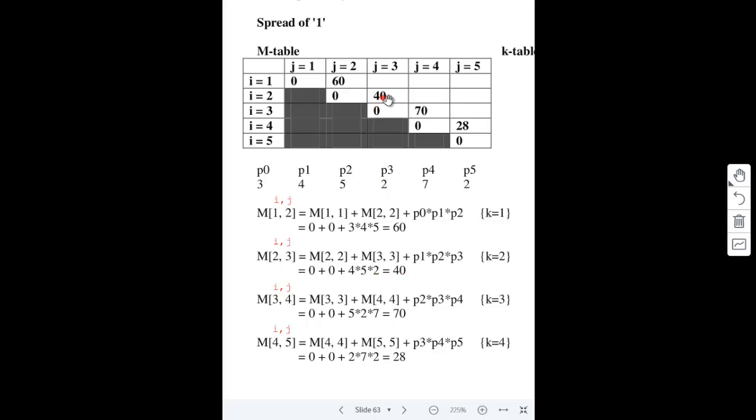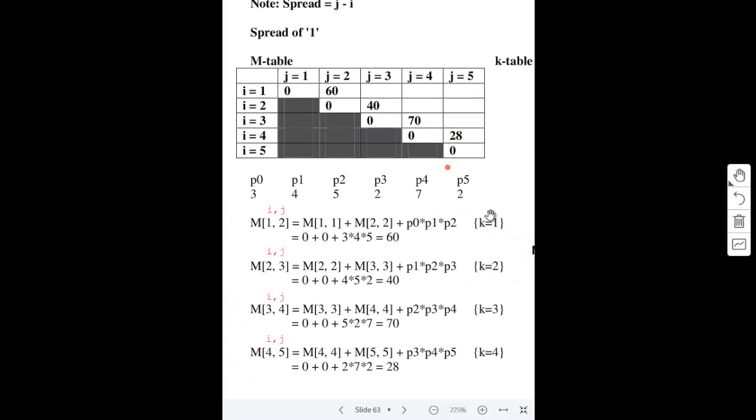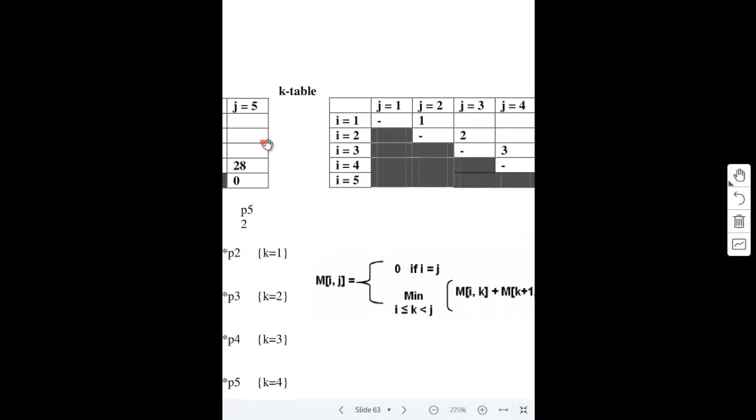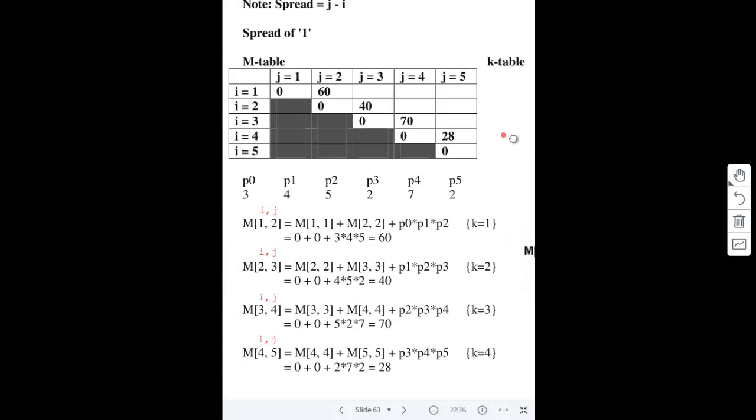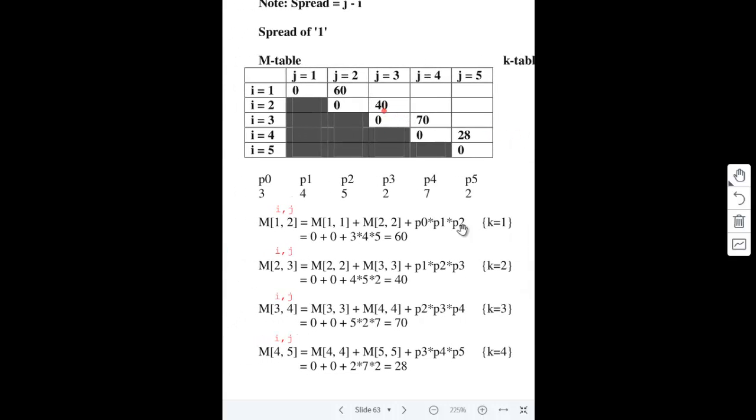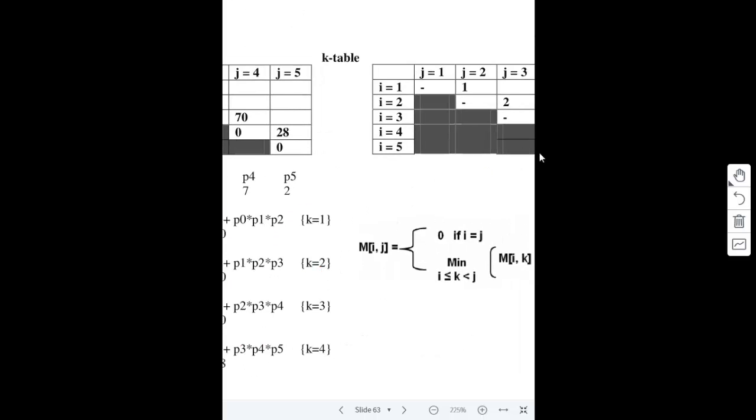As you do this, you record the k table also. We got this 60 for k equals 1. That's the only value of k we consider for the cell 1 comma 2, so record that entry as 1. Similarly, to get this 40, we considered k as 2, so record that k value here.